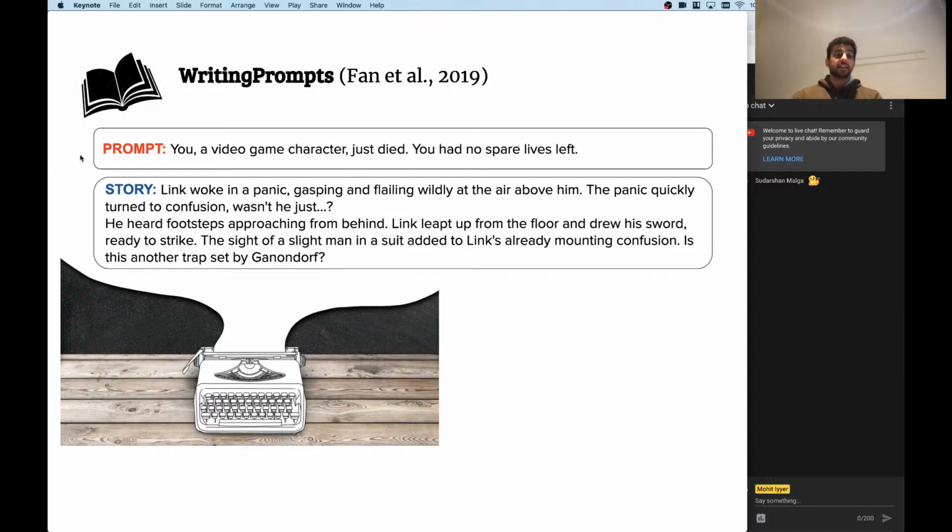That said, there are data sets for this kind of thing. This data set is formed by the writing prompts subreddit, where people post short prompts and then other people write stories in response to them, and they get rated by upvotes and so on. Because this data exists, NLP researchers are like, oh, let's work on this task where we try and generate these stories. And it's very easy to come up with models for this kind of task.